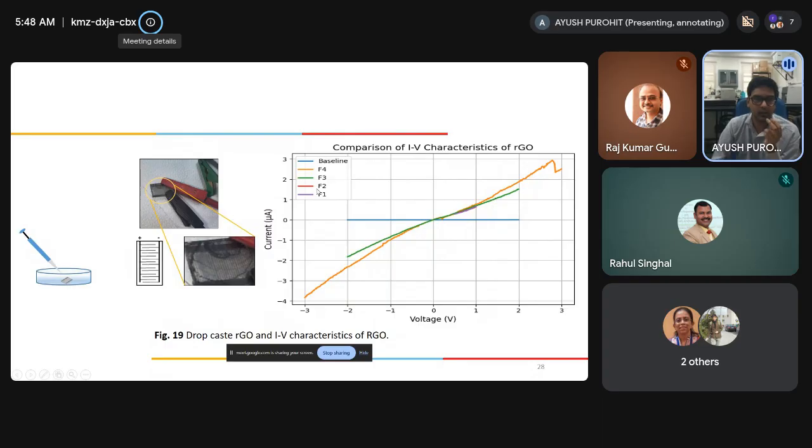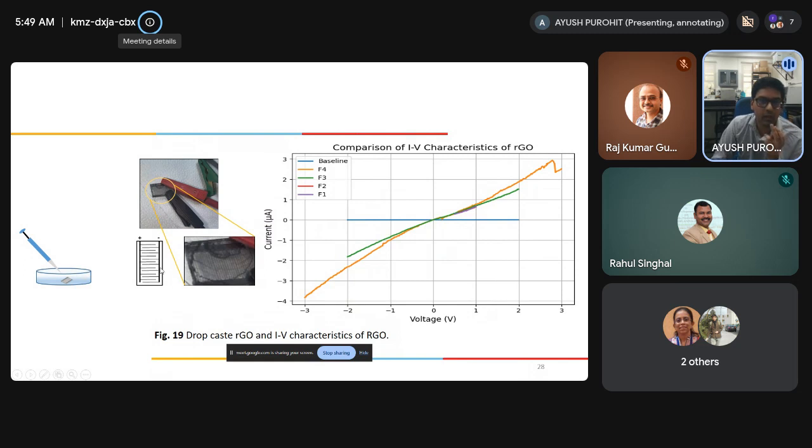So here, this is the RGO graph of IV characteristics. Here we dispersed reduced graphene oxide in methanol, and we tried to disperse it in other solvents like methanol and chloroform, but the dispersibility is good in methanol. We pour 70 microliters of dispersed RGO onto the electrode.